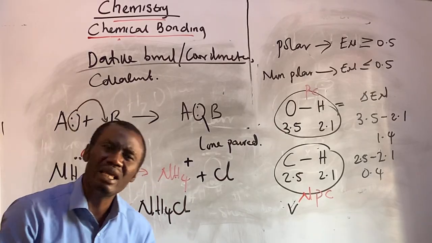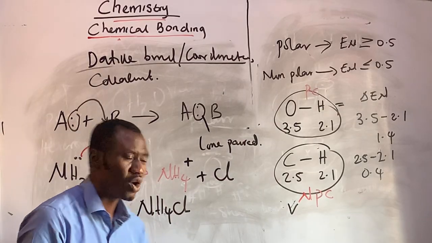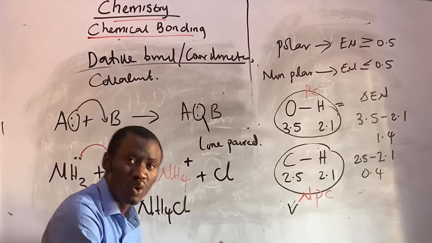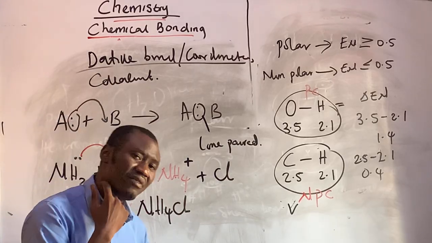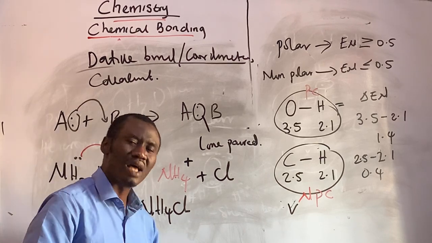Now, how many of the covalent, how many of the coordinate covalent, how many of the ionic? Some textbooks say it's 5, some say it's 6. Drop your answer in the comment section.